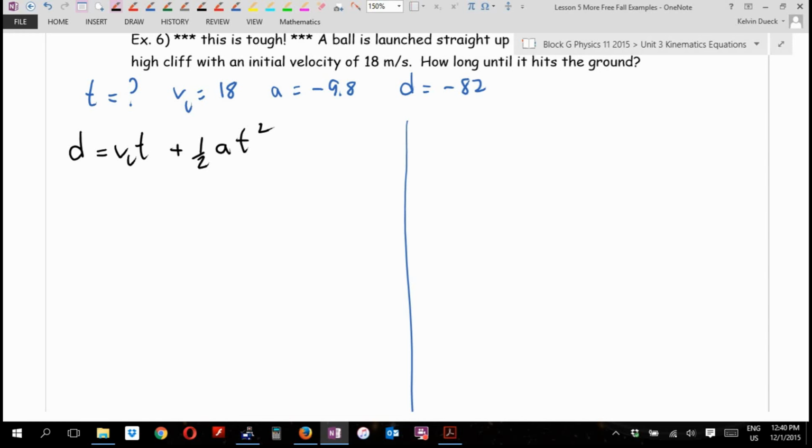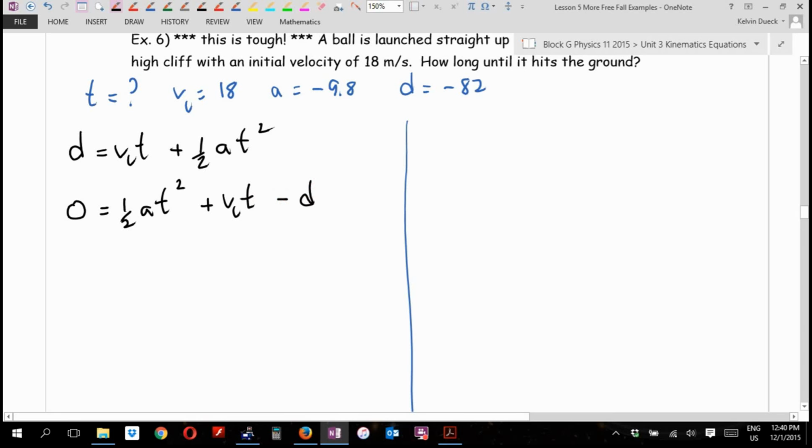I'm going to minus the D over. And I'm going to write it in the same order that you see in math. So I'm going to go like this. 0 equals a half AT squared plus VIT minus D. That's so that it looks like the one you're familiar with in math, right? The squared, then the x, then the number. So I'm doing that with the t, the same idea. And this is where my whole formula manipulation stick breaks down. We now have to plug in numbers.